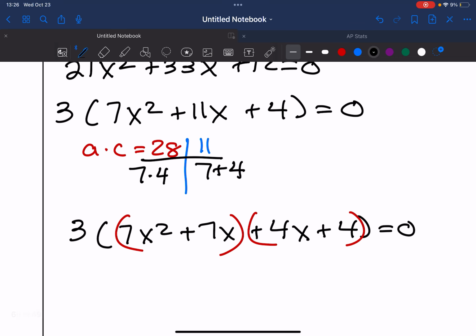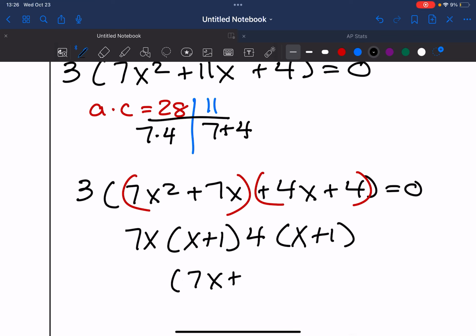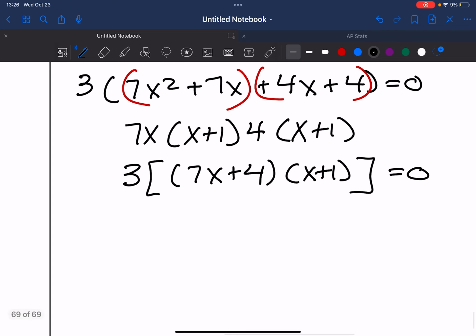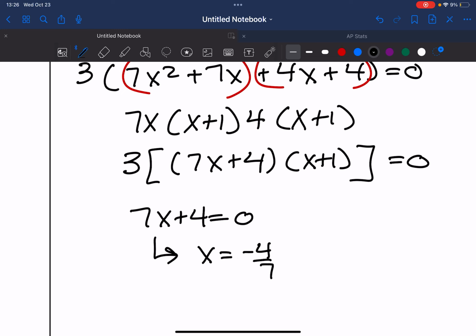And then from the first one, I can take out a 7x. I'm left with x plus 1. And in the second one, I can take out a 4, and I'm left with x plus 1. So I have 7x plus 4 times x plus 1, and then in front of everything I have my GCF of 3 that I'm going to bring down and set it equal to 0. So this means I have 7x plus 4 equals 0, which implies that x is equal to negative 4/7, and x plus 1 equals 0, which implies that x is equal to negative 1.